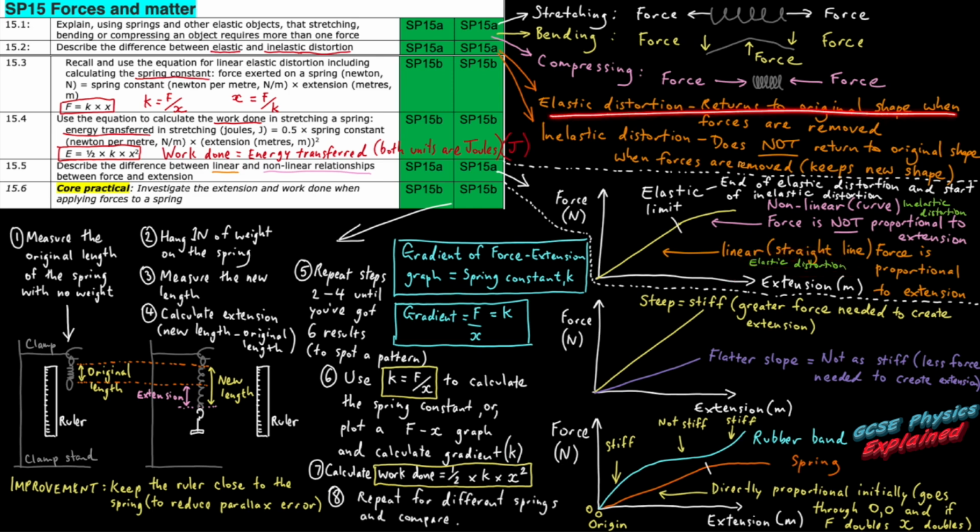So if you were to take the force off, it would go back to its original shape. However, once you go past a certain point called the elastic limit, that's the end of the elastic distortion, and it's the start of inelastic distortion. In other words, if you were to take the force back off, the spring would never go back to its original length. You'll always end up with this extra little bit of extension. So it did not return to its original shape. It's been permanently turned into a new shape.